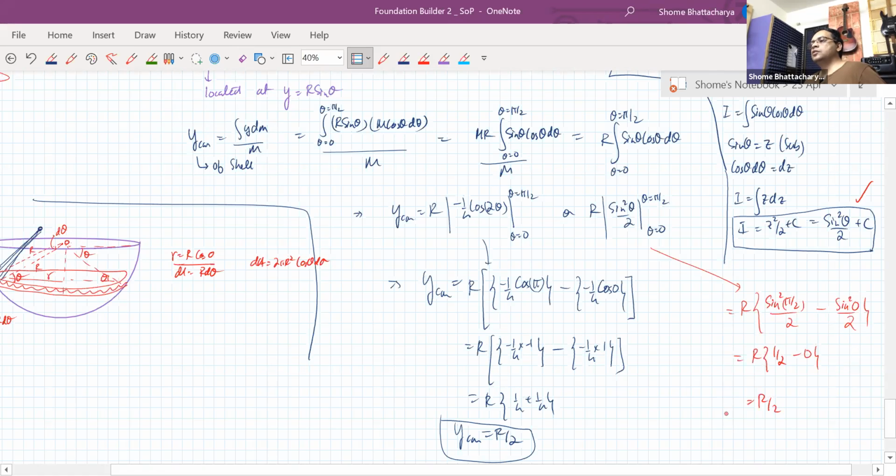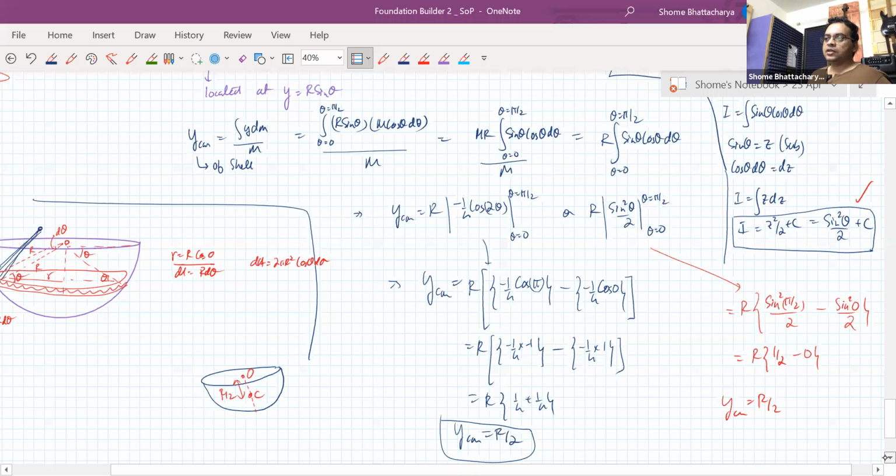So r by 2. So end of the day, what it means is that the hemispherical shell, its center of mass is right at the midpoint of this vertical radius. If this point is O, the center of mass is just at r by 2. This is another one of the standard examples of center of mass that you have to remember.